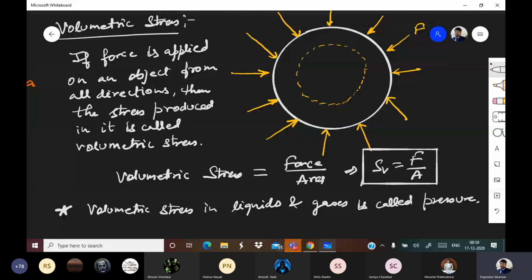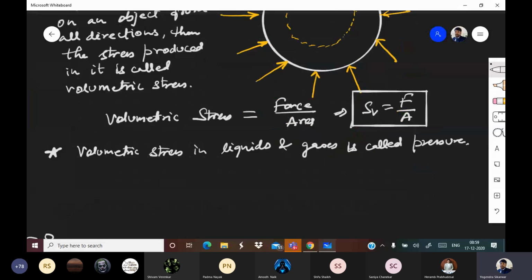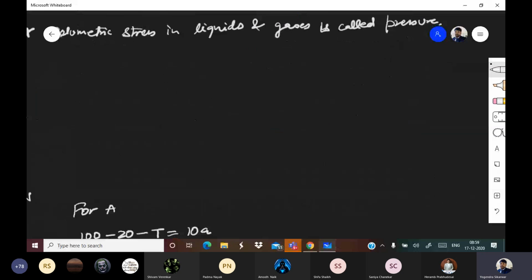So, how many types of stresses are there? Three types. Number one, longitudinal stress. Number two, shear stress. And number three is volumetric stress. Now, when stress is acting on an object, what happens? Whenever stress is applied on an object, the shape of the object gets deformed.